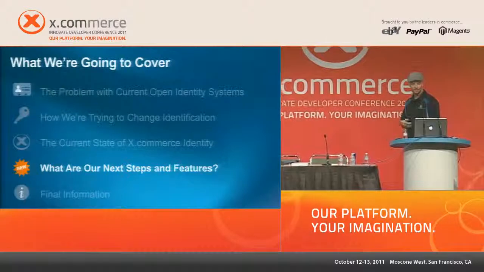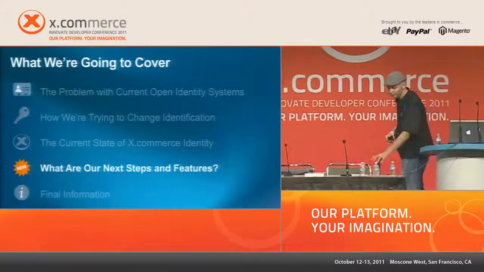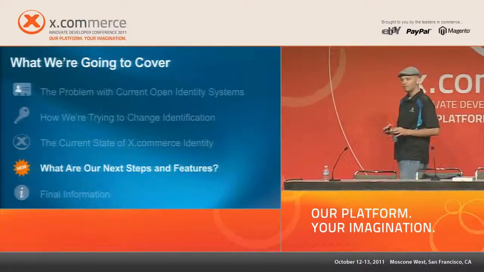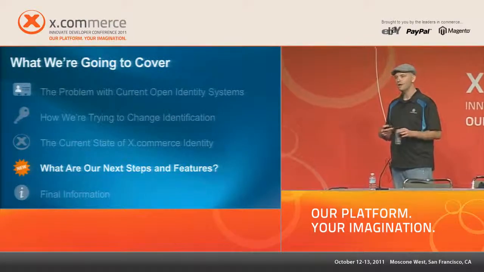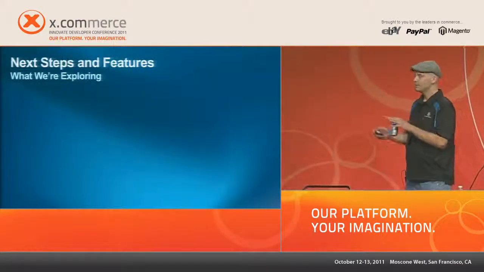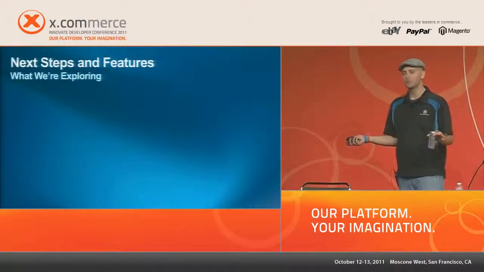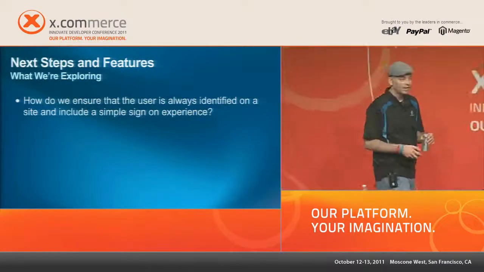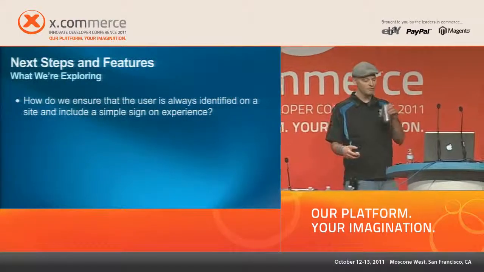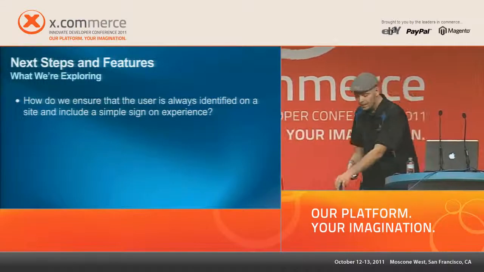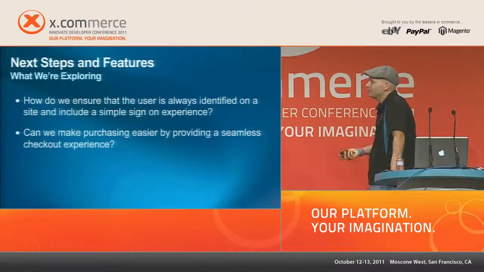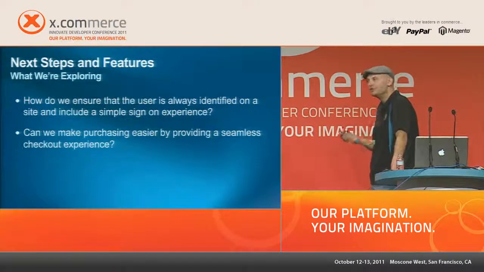All right, now let's take a look at what our next steps are going to be in this space, what we want to do in the coming months, and later on, what we've heard from the community and why they want commerce identity and what they want to use it for. So we're going to ask ourselves a couple of questions in this space. First, how do we ensure that the user is always identified on the system? How can we leverage off of that to really be valuable? Then, how can we make the checkout process much easier using that same identity system?